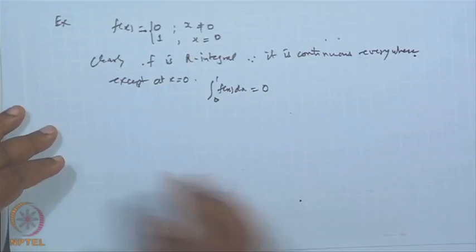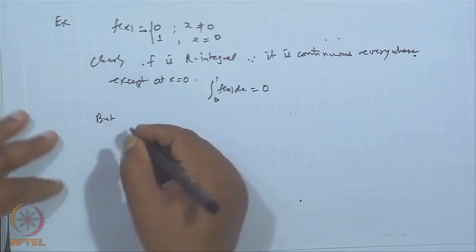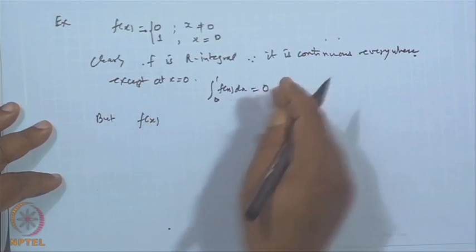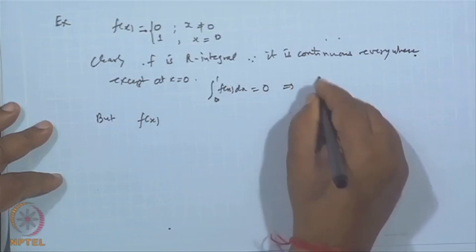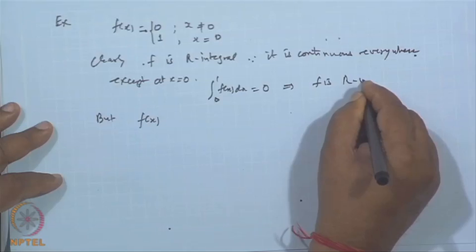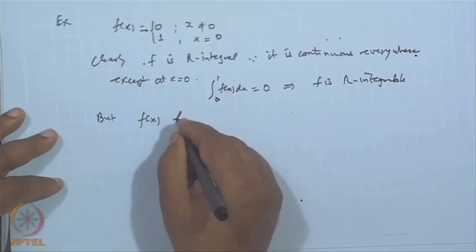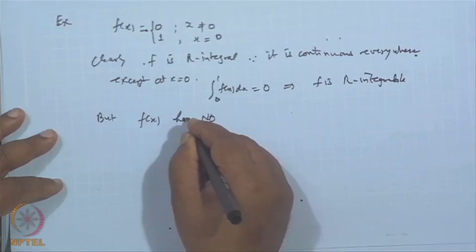But what is f x? So f is integrable. This shows f is a Riemann integrable function and the value is 0, but f x has no primitive.